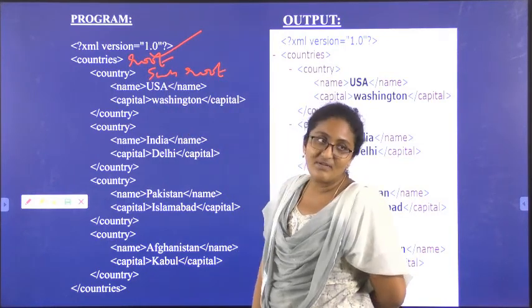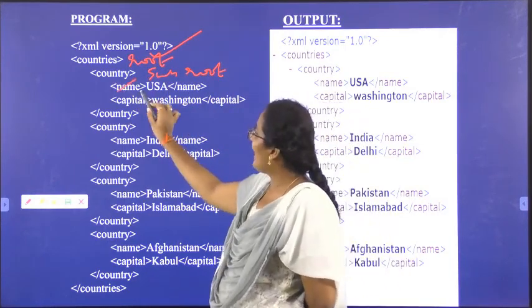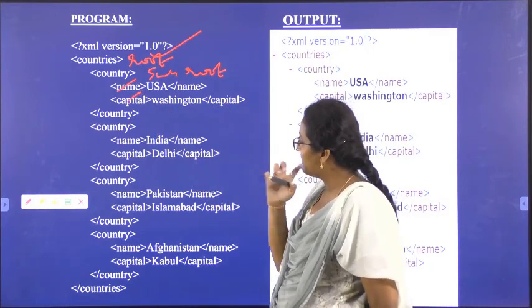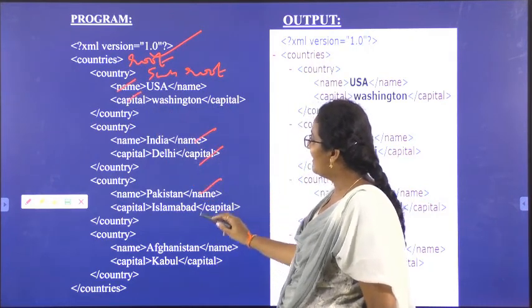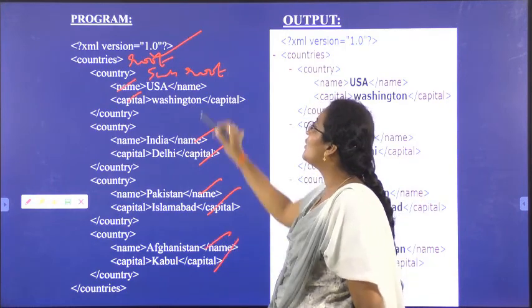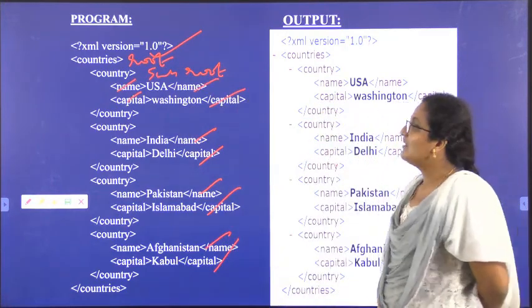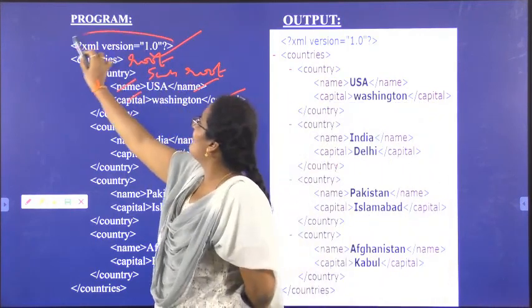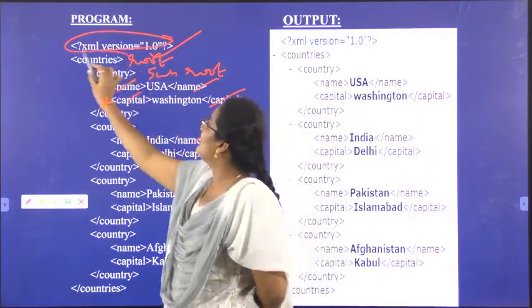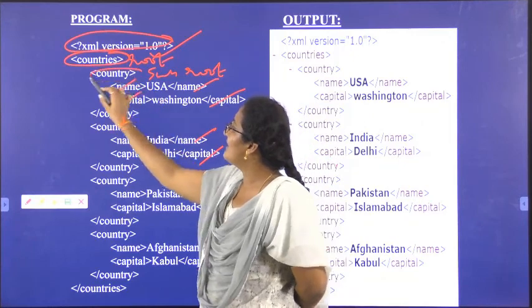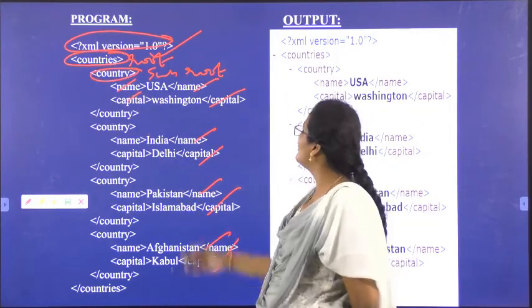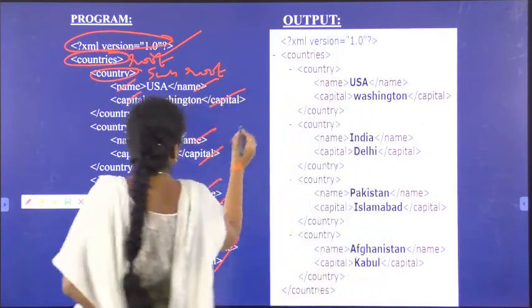So what attributes will we have for country? Name, capital. Those are the tags. India, Delhi. Pakistan, Islamabad. Afghanistan, Kabul. USA, Washington. So name of the country, capital. I have taken XML 1.0 version. Countries is my root element. Country is subroot.